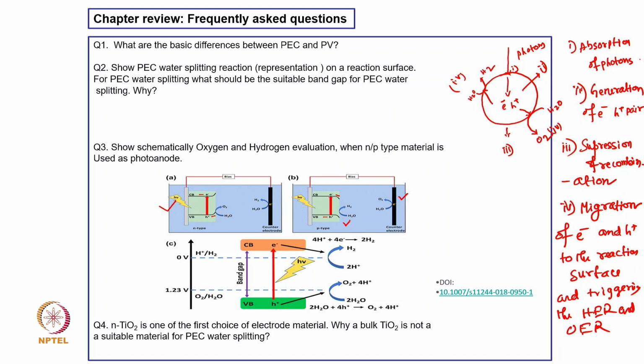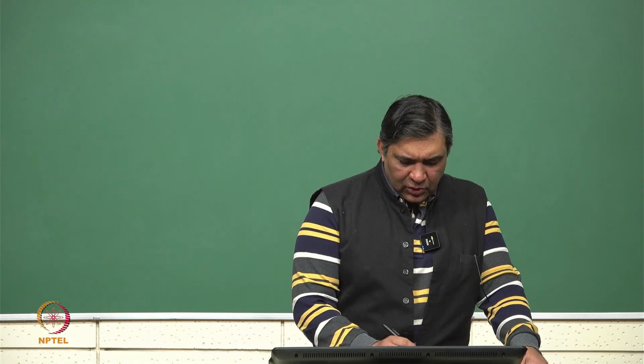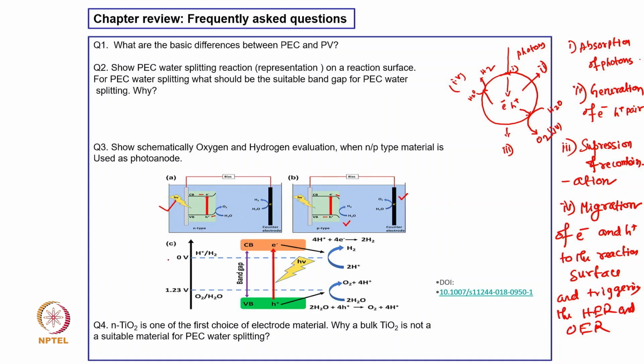So, energy level wise, if we again look at this process, this is the HER and this is the OER process. The photon falls here, and electron hole pairs are generated. So, this is the H plus ion picking up the electrons and making H2, and here H2O reacts with the hole and produces O2. So, this is the reaction here and this is the reaction in the other electrode.